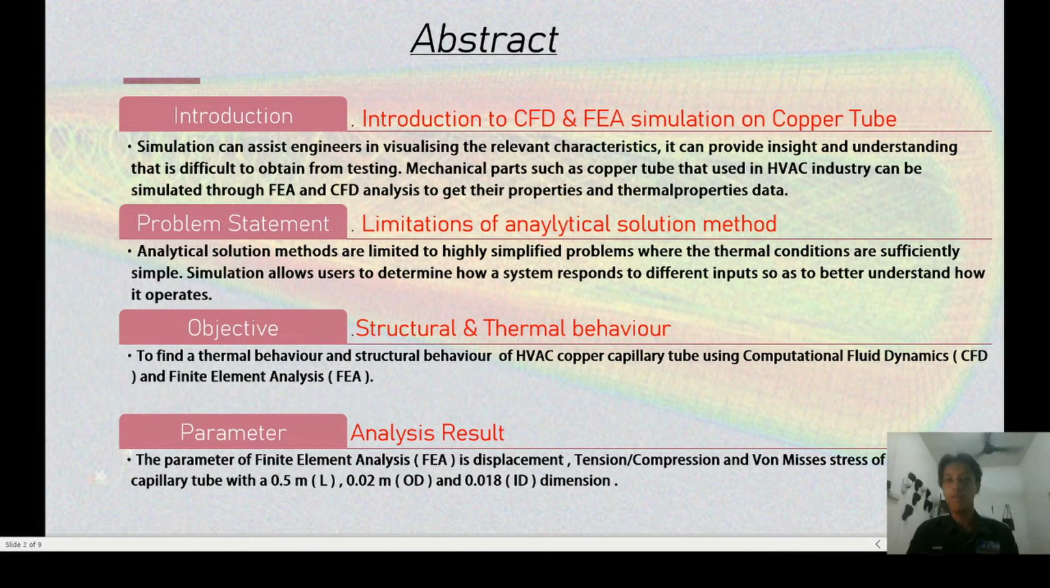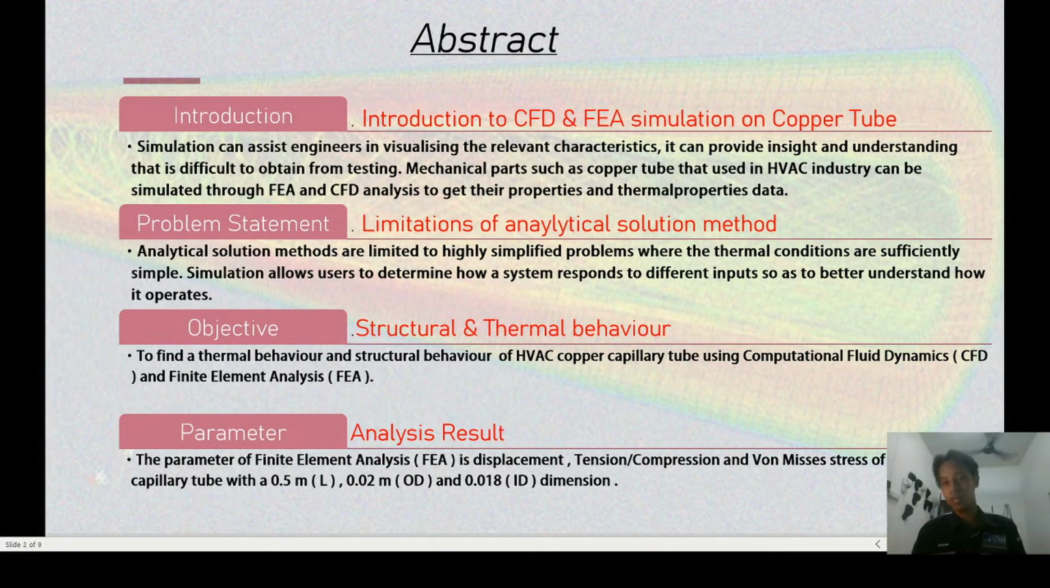The problem statement of our assignment is that using the analytical solution method to get the result of any simulation has its own limitations. So, analytical solution methods are limited to highly simplified problems where the thermal conditions are sufficiently simple. Simulation allows the user to determine how a system responds to different inputs, to better understand how it operates.